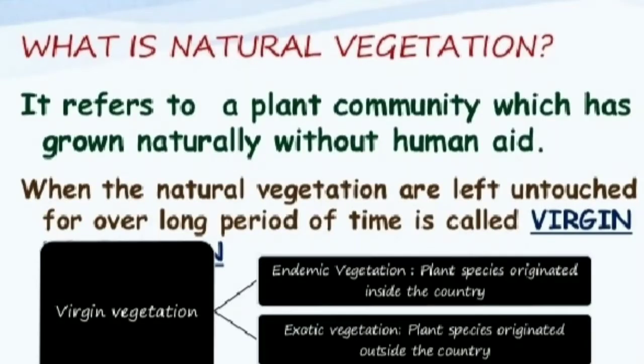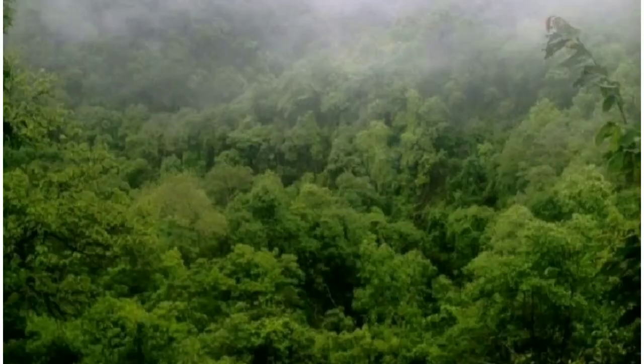So first of all, you should know what natural vegetation is. Natural vegetation basically refers to any sort of plant species that grows by itself without any human interference. It means whichever plants grow by themselves, without needing any support from human beings, those plant species are called natural vegetation. Natural vegetation is basically found in the forest areas.